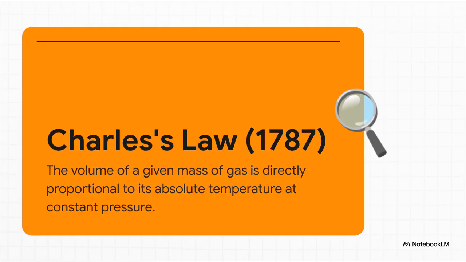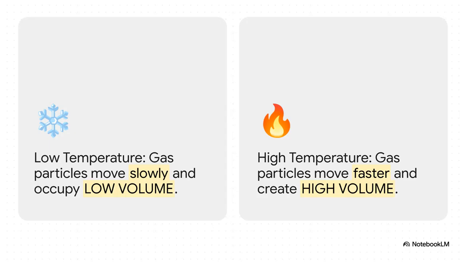Fast forward over 100 years, and Jacques Charles adds the next piece to the puzzle. This time, he's looking at temperature. And what he finds is that if you keep the pressure steady, a gas's volume and its absolute temperature move in lockstep. One goes up, the other goes up. And this ties perfectly back to our kinetic theory.